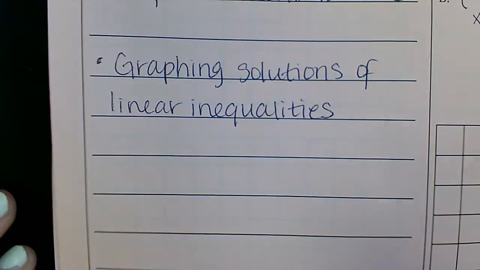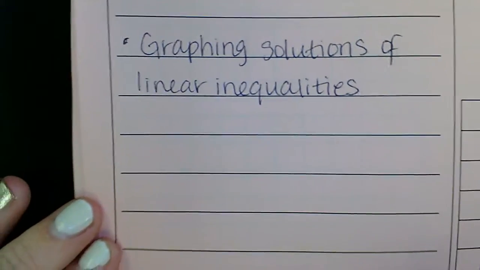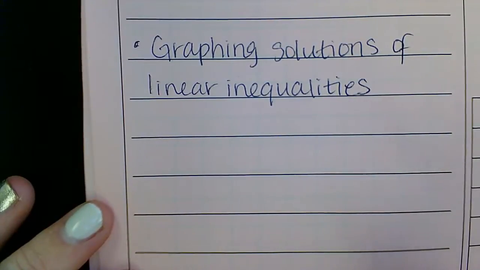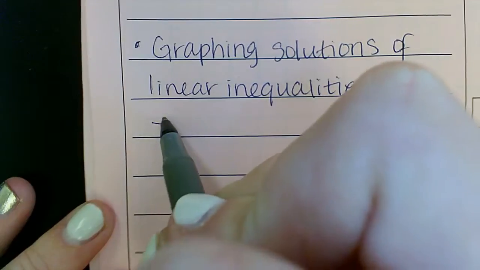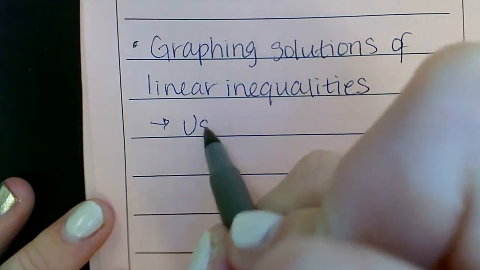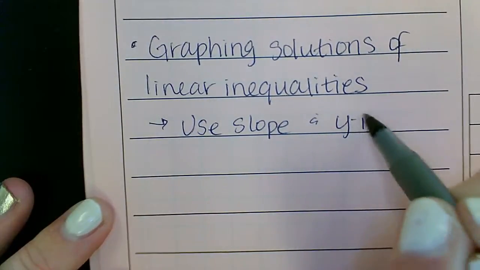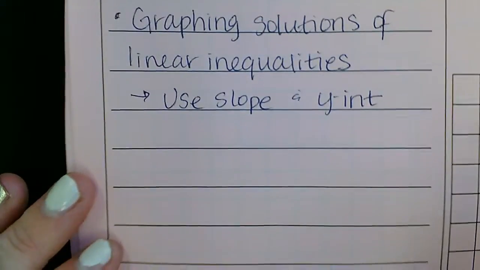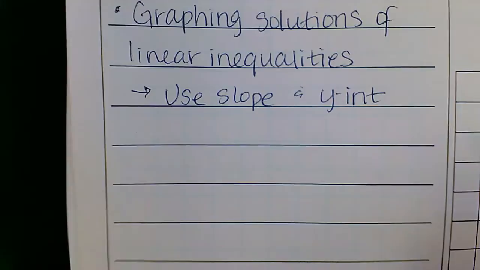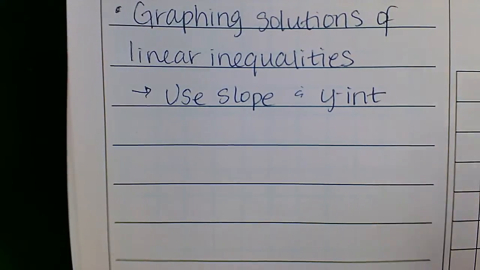And we'll see why. So when we're graphing solutions of linear inequalities, we actually want to do sort of the same thing, in the sense that we're still going to be using the slope and y-intercept. So we are actually going to be graphing a line, and we still use the slope and y-intercept. So remember that if we have something in y equals mx plus b, we're able to have our slope and y-intercept. So we're still going to be using those things.